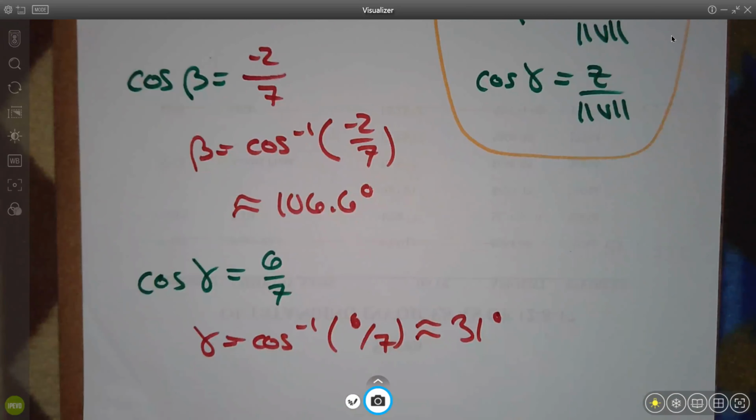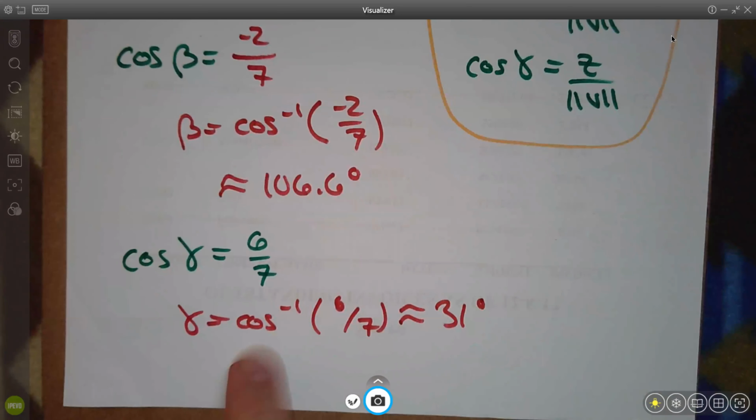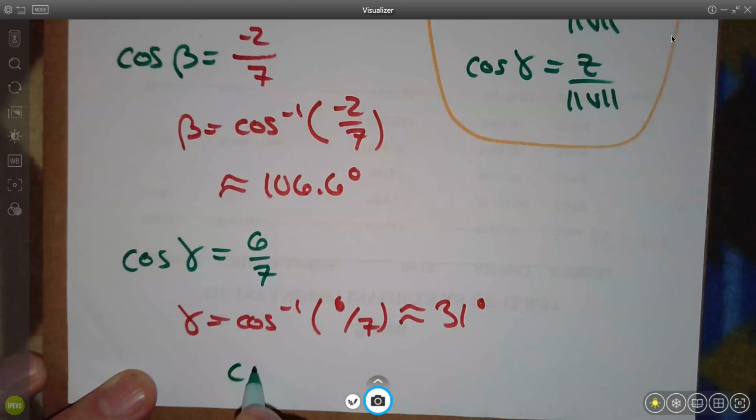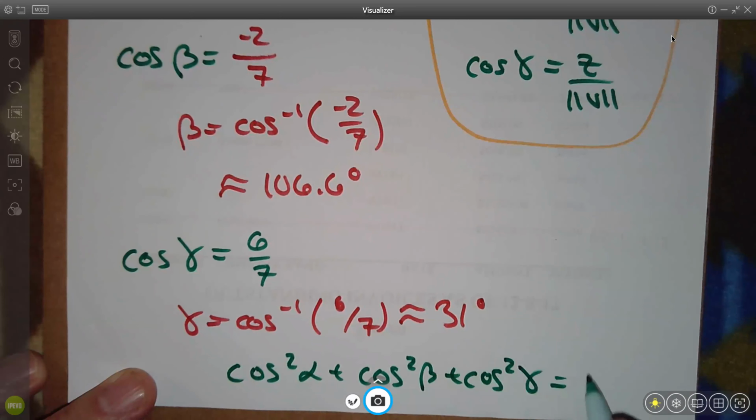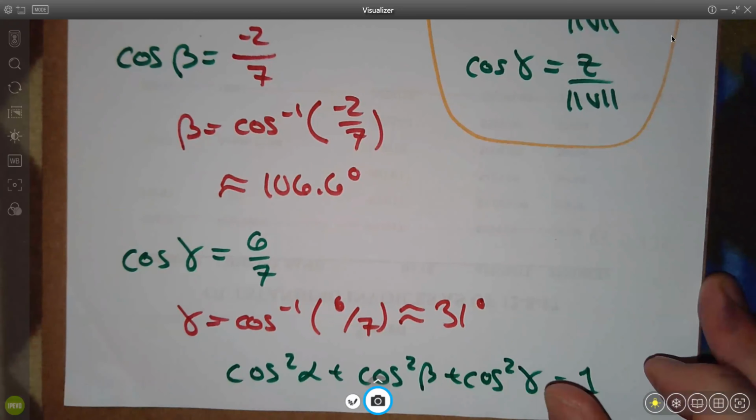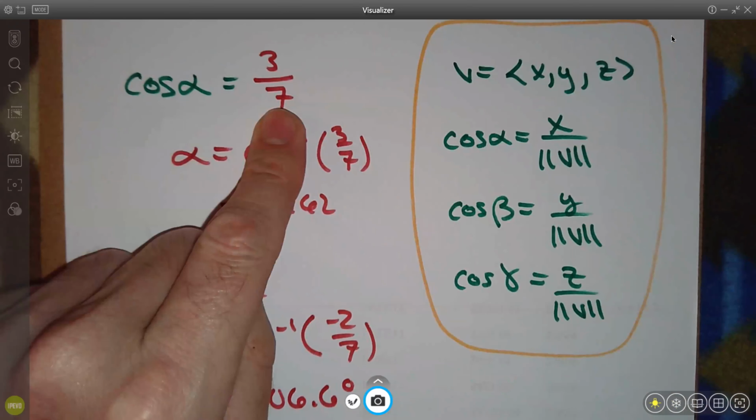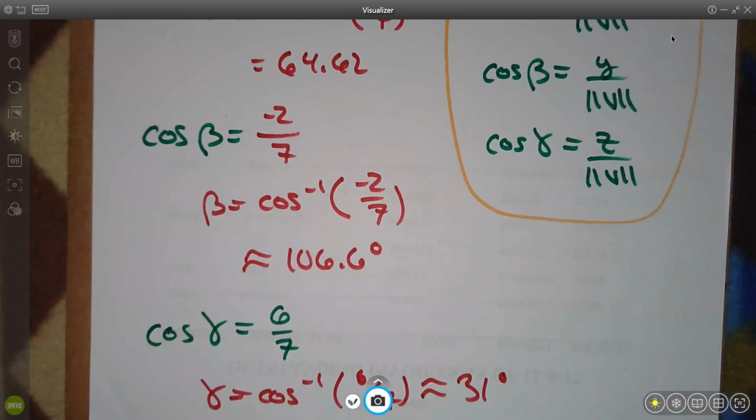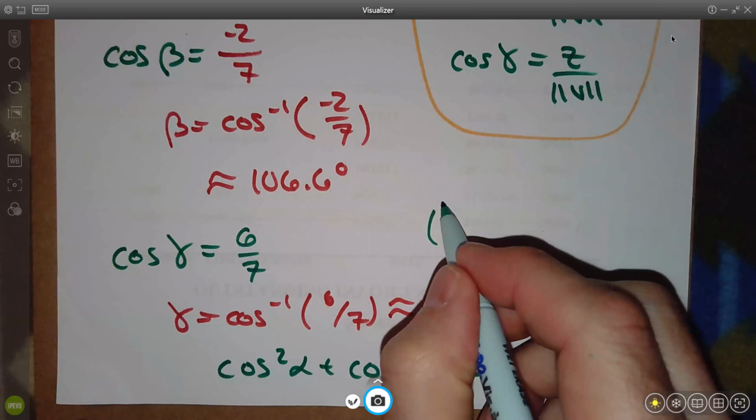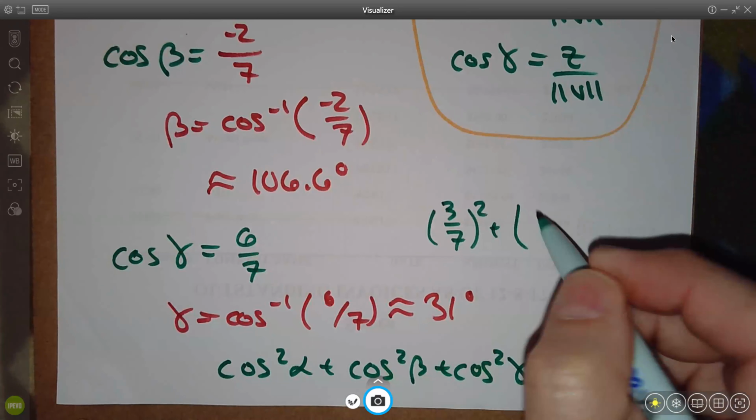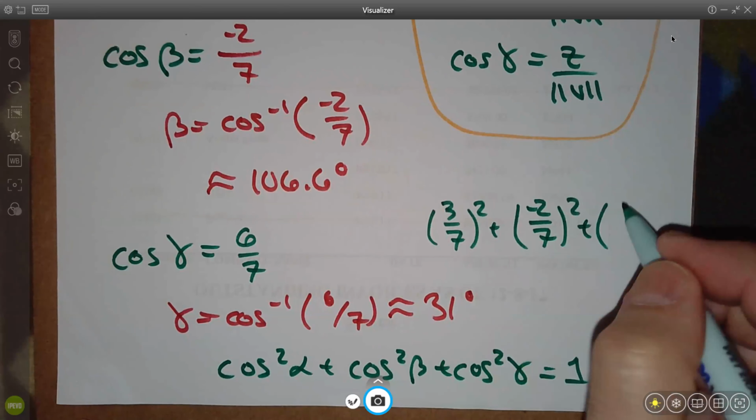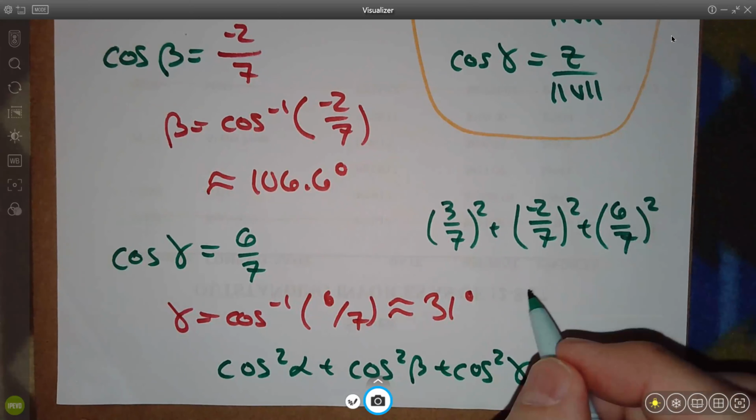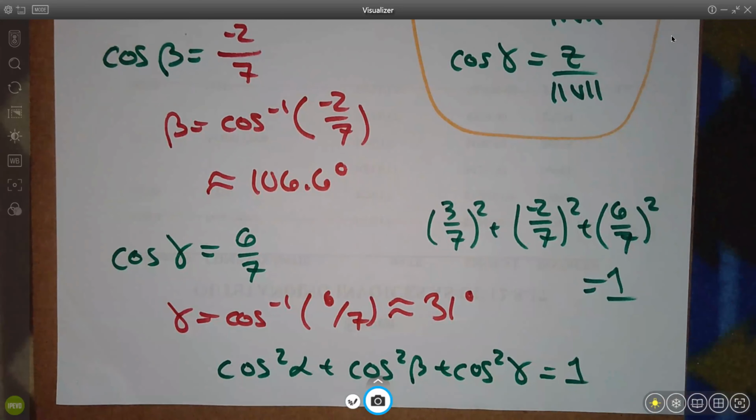Beautiful. And that's it. Now, there is something kind of cool about your direction cosines, and that is if you did cosine squared of alpha plus cosine squared of beta plus cosine squared of gamma, that would equal 1. You can prove it to yourself if you take this and square it, plus this and square it, plus this and square it. So it'd be 3/7 squared plus -2/7 squared plus 6/7 squared. If you total that up, you will get exactly 1. So nice. All right, that's it.